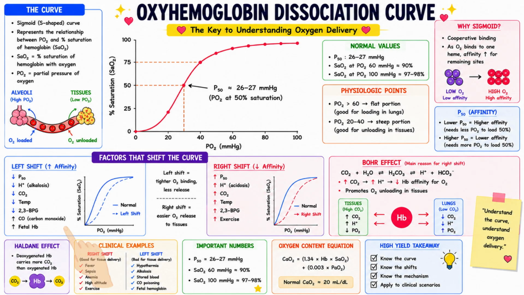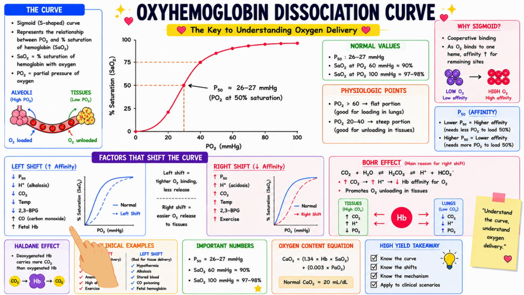Left shift. The curve moves to the left. P50 decreases. Affinity increases. What causes a left shift? Alkalosis, decreased H+, decreased CO2, decreased temperature, decreased 2,3 BPG. Carbon monoxide, fetal hemoglobin. Left shift means hemoglobin holds onto oxygen more tightly. Good for loading in the lungs, bad for releasing in the tissues.